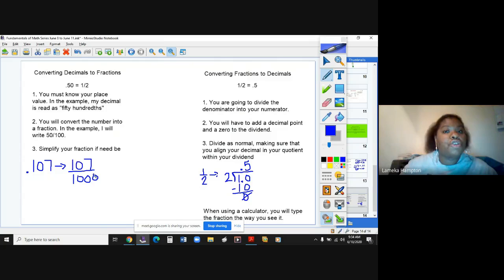Simple. You just have to know your place value. And I'm going to do one more. Let me change this number. All right, there we go. Now, again, we read this as 1.9. But mathematically speaking, we would read this as 1 9/10, because 1 is serving as my whole number and my 9 is in my tenths place.